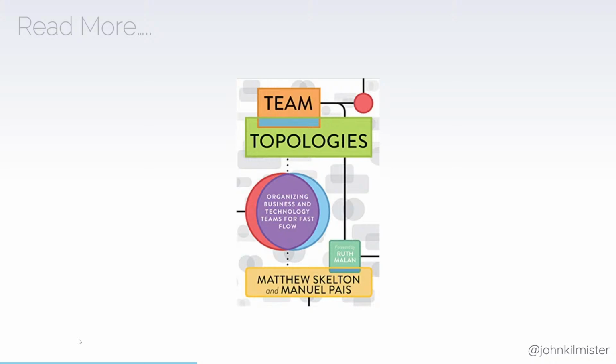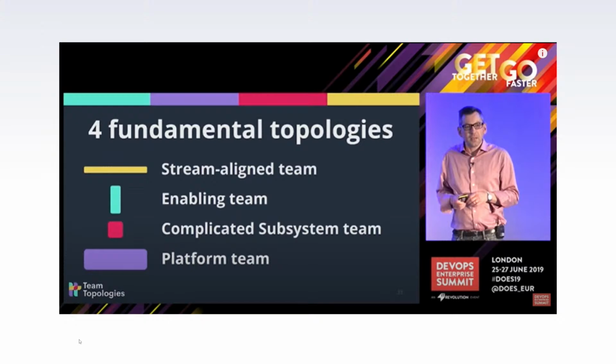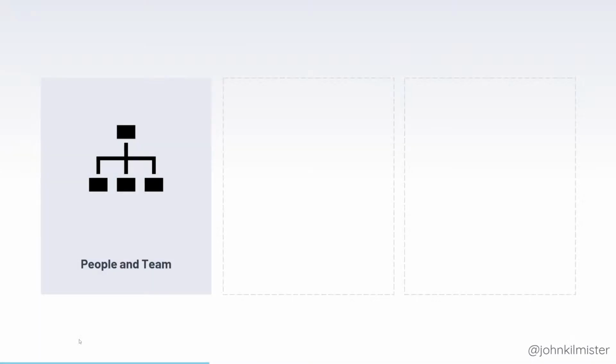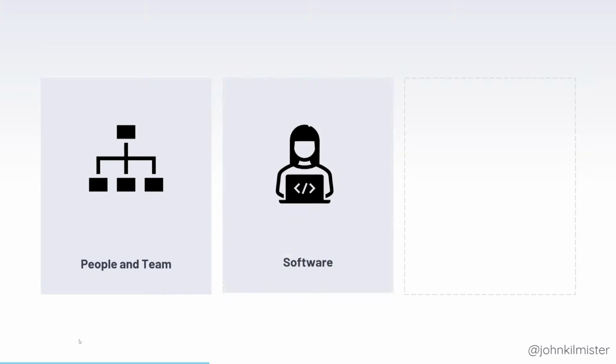If you are interested more in this area, I can recommend the Team Topologies book by Matthew Skelton and Manuel Pais, where they talk about the 4 fundamental team types which can help drive this reorganization. The other book that I'd recommend is Accelerate, which talks about how we can build high-scaling, high-performing teams, particularly using metrics and numbers to evaluate the challenges and the solutions. So, 2 really good books if you want to learn more about that. So we've talked briefly about the people and teams. Let's now talk about the software.